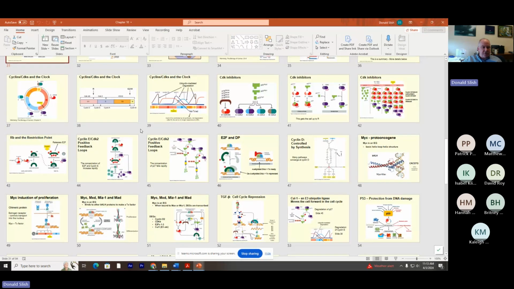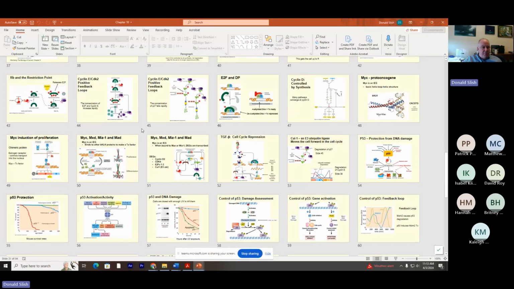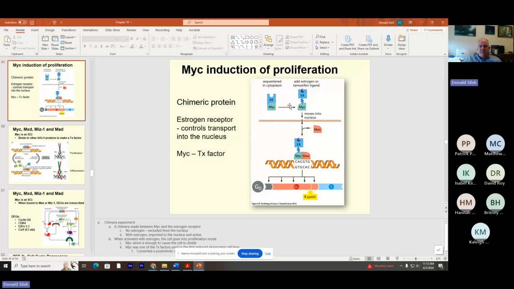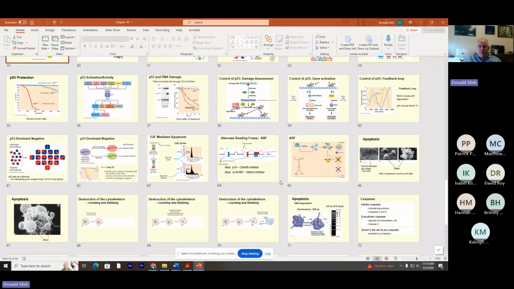We saw this estrogen trick a couple of times, one with MYC here. And the basic idea is this estrogen chimera, all it's doing is controlling the movement of what it is attached to. So here, without estrogen, it's going to keep that protein in the cytoplasm. When there's estrogen or an estrogen agonist around, it will transfer into the nucleus and it'll have whatever activity it has there in the nucleus.